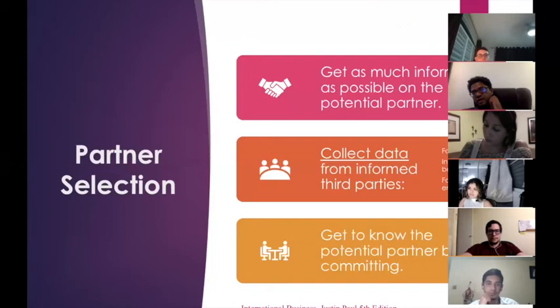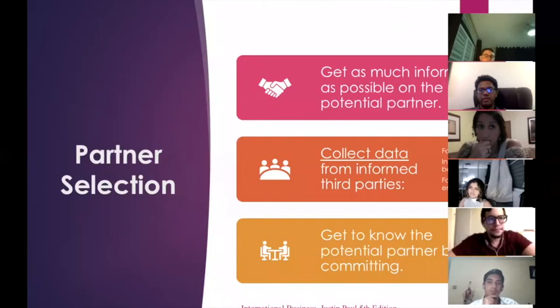That helps. Otherwise, sometimes it is a problem. So it can be a challenge otherwise. And get to know the potential partner before committing. So these are some advices for strategic selection of the partners in business. Otherwise, if you don't do this, sometimes you might get into problems or you might get into challenges. Sometimes it happens, you know.